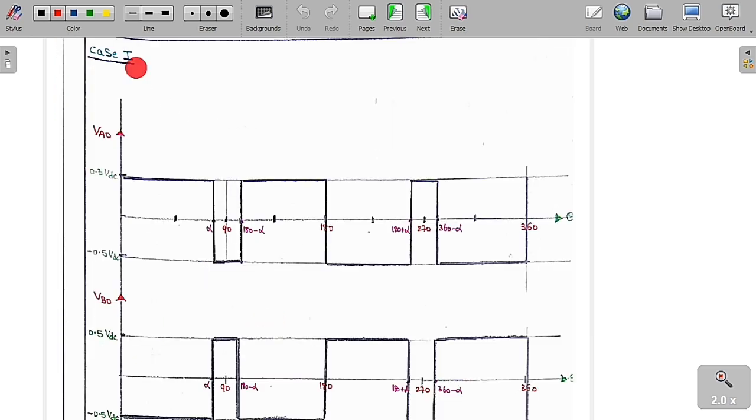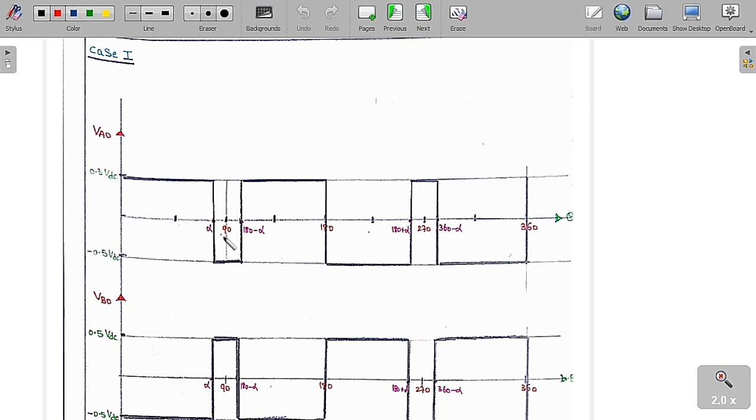Now we are going to study some important cases. Case 1. You can see clearly this is VA0. I have already told you, whenever I am going to switch on switch 1 and switch 2, I am going to switch on switch 1 and switch 2 from 0 to alpha degree.